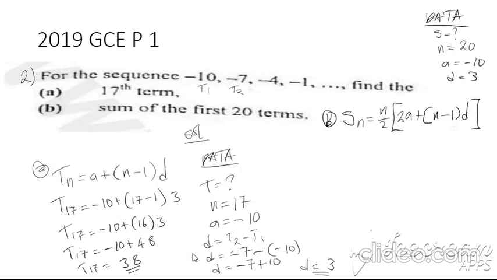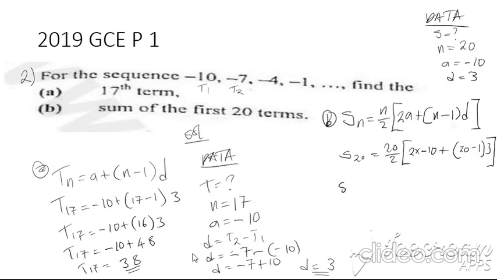Now let's substitute since we know the data. The sum, the one you're looking for, with n equal to 20, is equal to 20 over 2, like that. Then 2 times the first term, which is negative 10, plus open bracket, n is 20 minus 1, times our common difference, 3. Then you close like this.